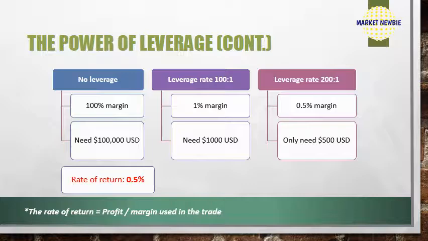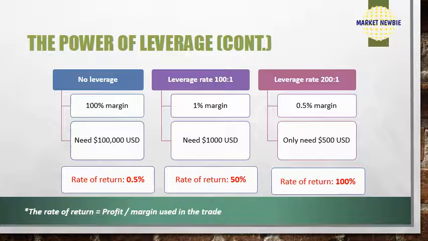With a rate of 100 to 1 leverage, that is only 1% of margin investment, the rate of return is 50%. Now, if the leverage rate is 200 to 1, your rate of return is actually 100%. This means you double your investment.